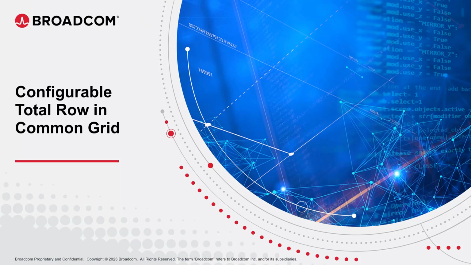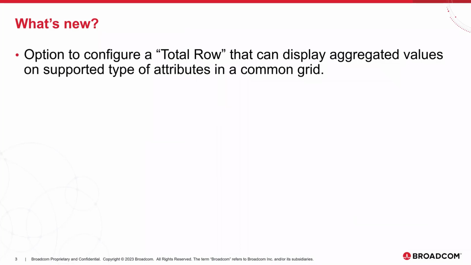In this session, we will cover the new totals row that can be configured in Common Grid. So, what's new? In this release, we are providing a new option to configure a total row that can display aggregated values on supported types of attributes in a Common Grid.